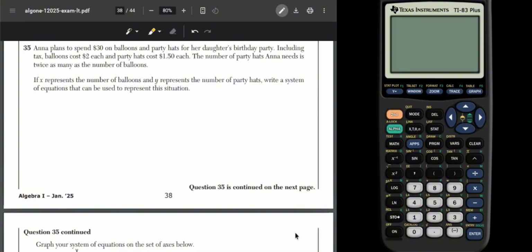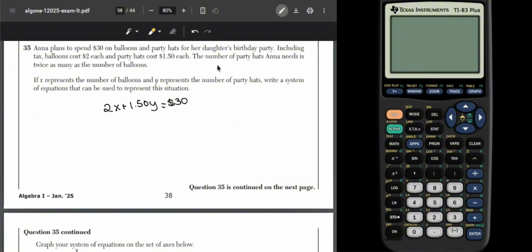So, my first equation of my system, pretty straightforward. I'm given an amount of $30. Balloons cost $2 and they're represented by x. Party hats cost $1.50 and they're represented by y. So I need to find the number of balloons times $2 each plus the number of party hats times $1.50 each in order to find out how many she can buy with $30.